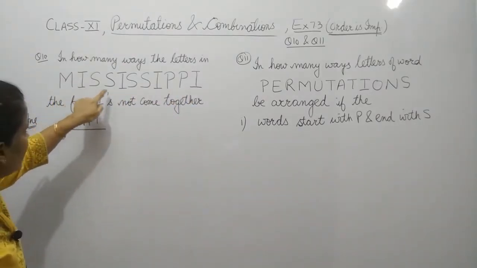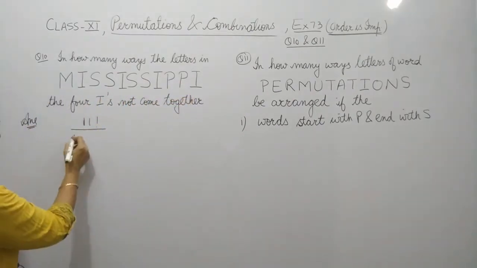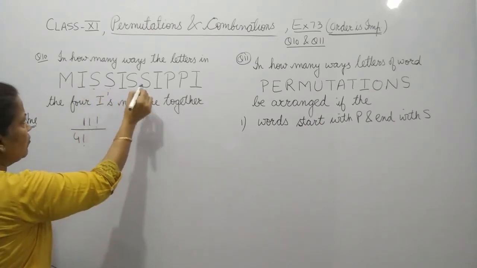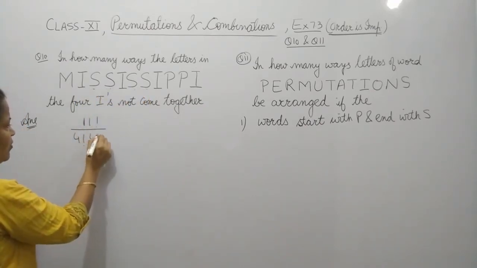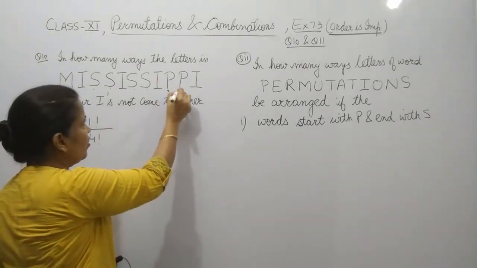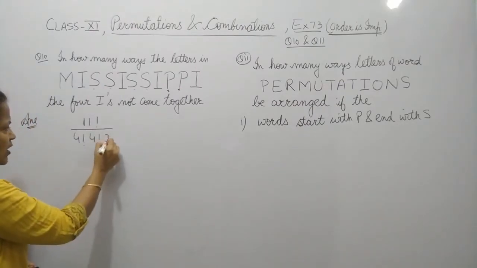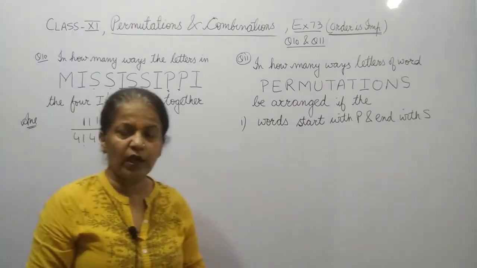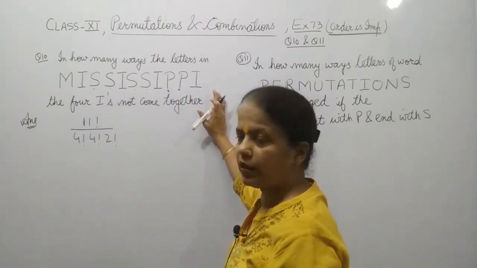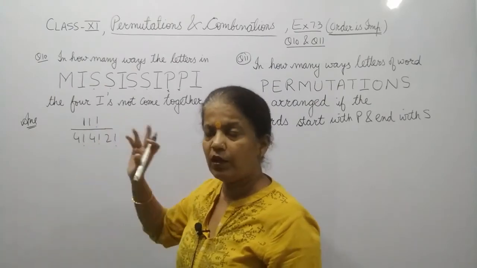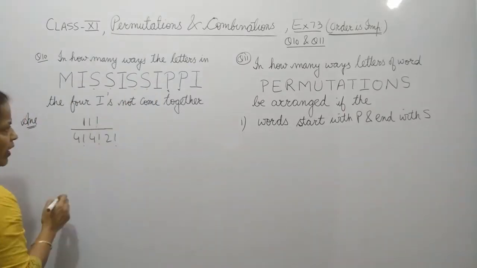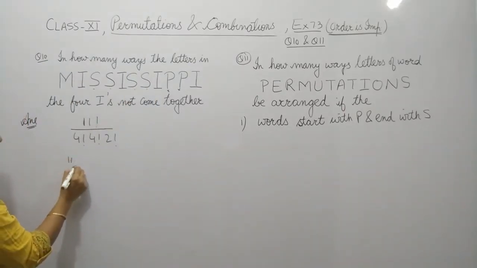here, see, I is repeating 4 times, so you will divide by 4 factorial. S: 1, 2, 3, 4, S is also coming 4 times, so 4 factorial. And what else? This P is also coming 2 times, so we will take 2 factorial. The total letters in this word is 11, so 11 factorial.